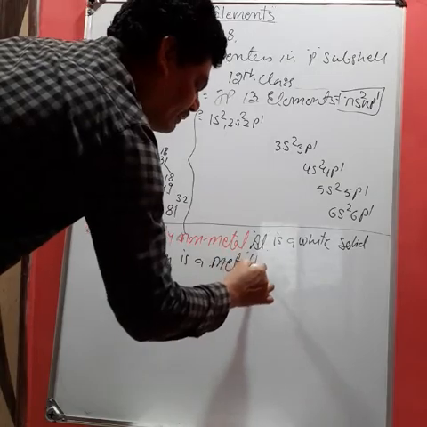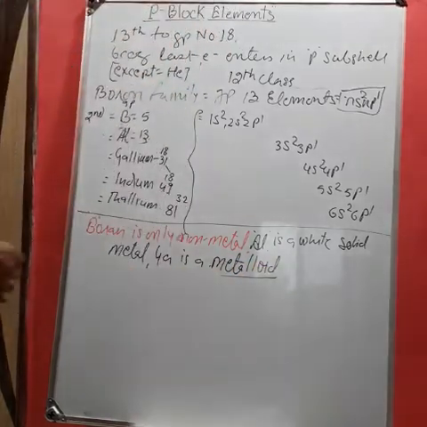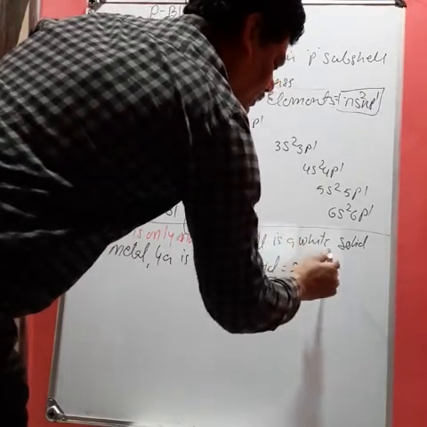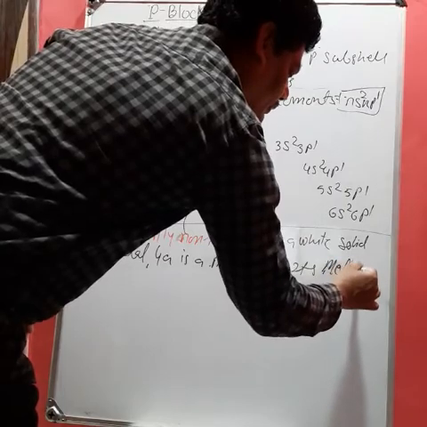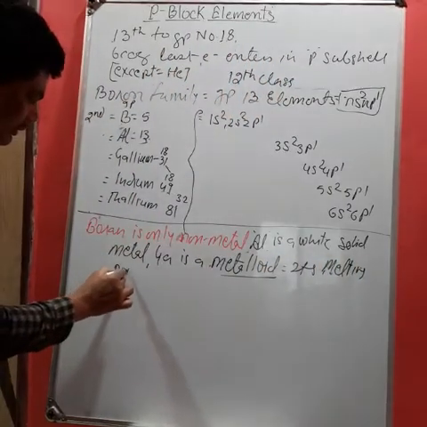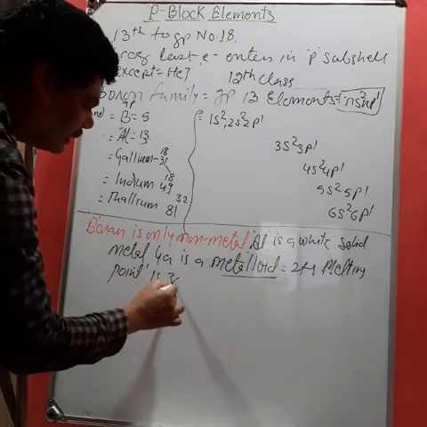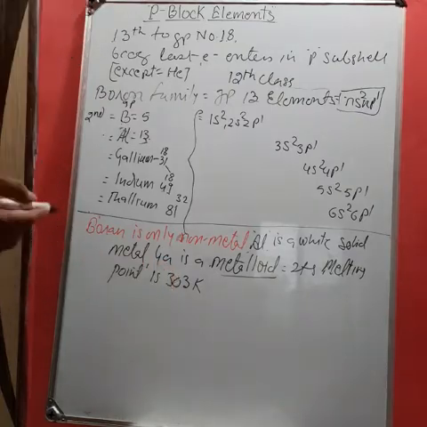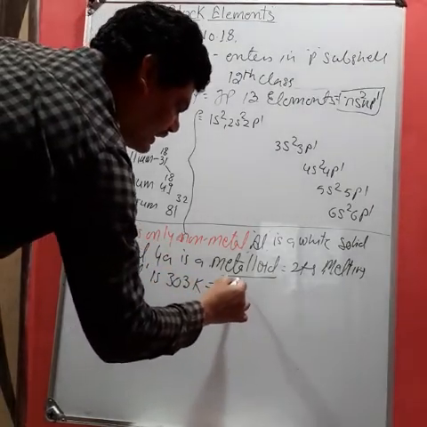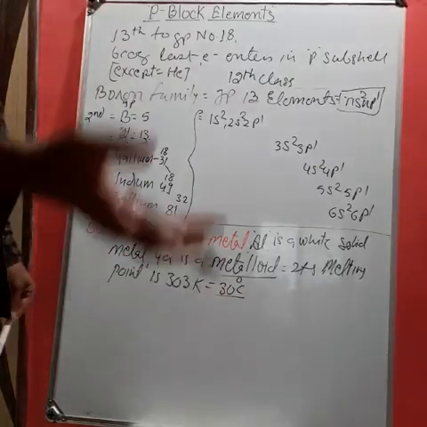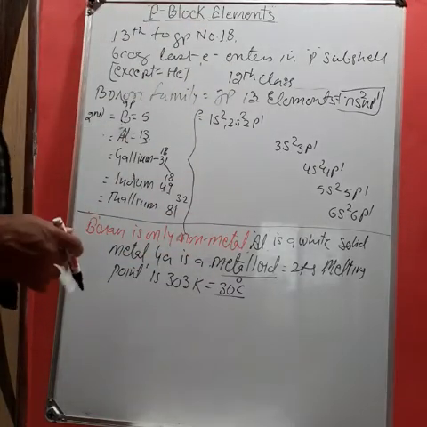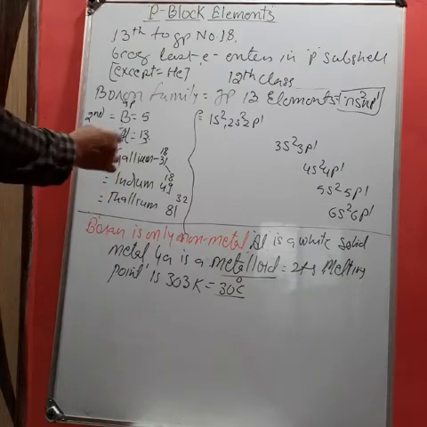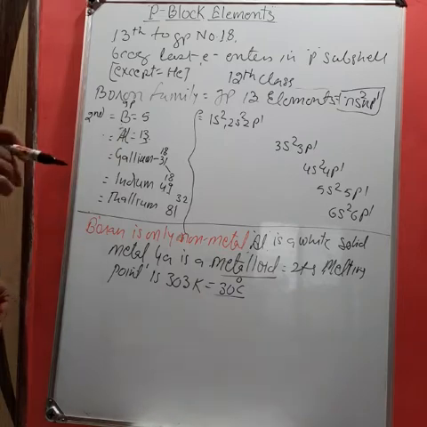The next element, gallium, is a metalloid. Metalloid means having properties of metals as well as non-metals. Its melting point is only 303 Kelvin. That is, if we convert it into degrees Celsius, it will become 30 degrees Celsius. Means below 30 degrees Celsius it exists in solid form, but after 30 degrees Celsius it becomes liquid.